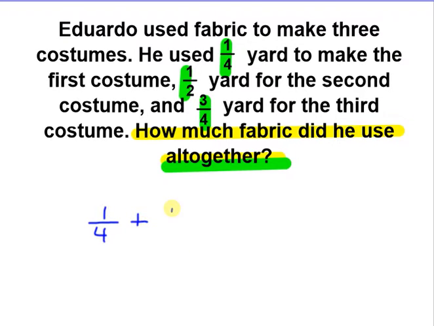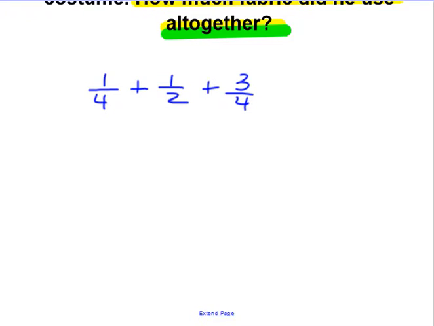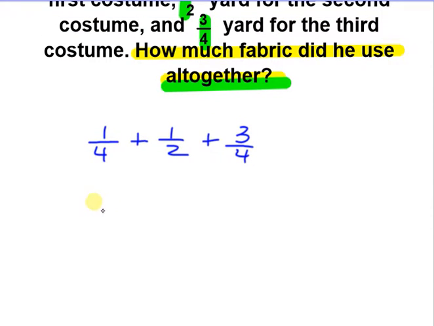So I have 1/4 plus 1/2 plus 3/4. Now this one's not too bad. So here my common denominator is going to be 4. And that should stick out to you pretty easily. 4, 2, and 4. What's the LCM? Okay. And so how many times does 4 go into 4? 1 time. So 1 times 1 is 1. How many times does 2 go into 4? 2 times. So 1 times 2 is 2. How many times does 4 go into 4? 1 time. So 3 times 1 is 3.